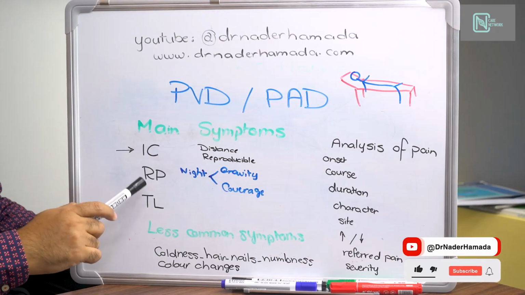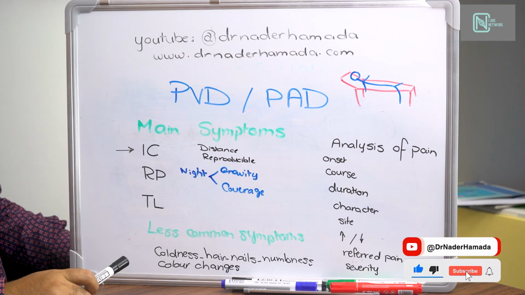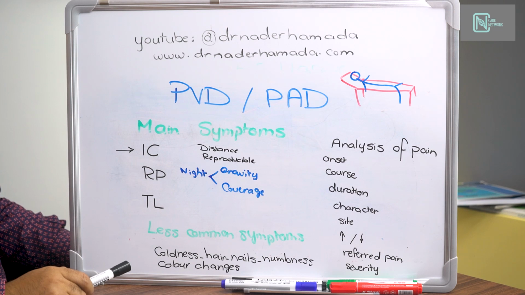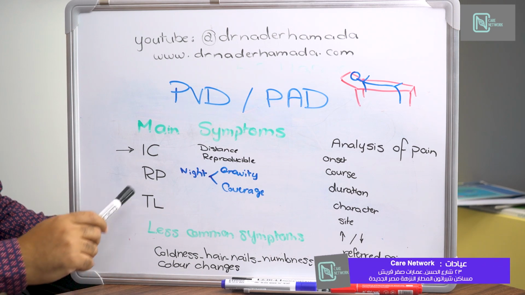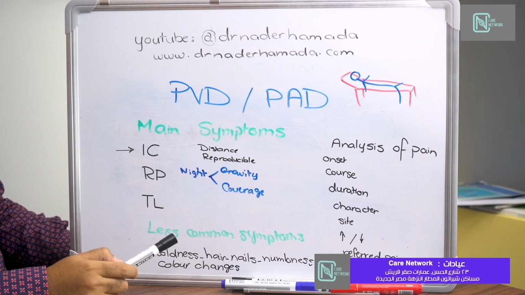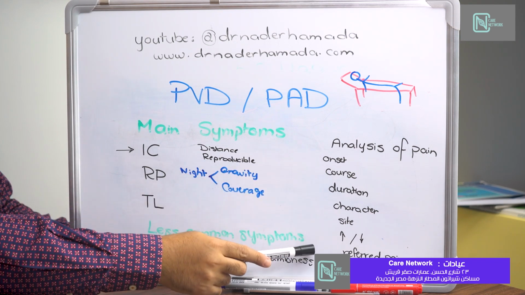Rest pain is the second main symptom that a patient with peripheral vascular disease can get. As we have mentioned, it usually affects the lower limbs more than the upper limbs, and it can indicate that the patient has threatened limb ischemia. Rest pain is pain that occurs while the patient is at rest, so we have to analyze the pain in the same way.